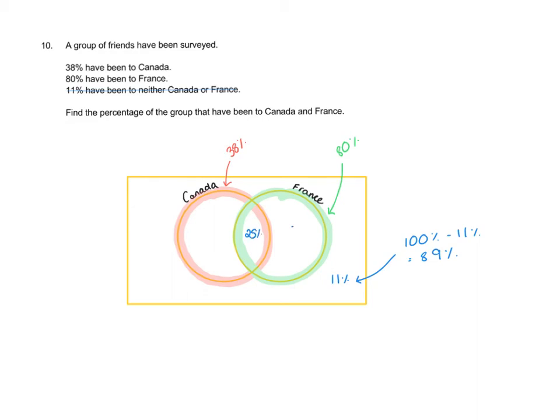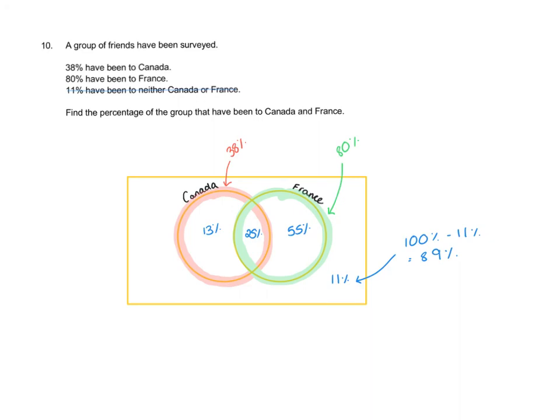That means that just France is 55%. And just Canada will be 13%, because what I'm doing is doing my 38 subtract 25 gives me the 13. Now if I add together these three numbers, so 13 plus 25 plus 55, and remember I'm trying to get to 89. So again I'm at 93%, so I'm still a little bit over.